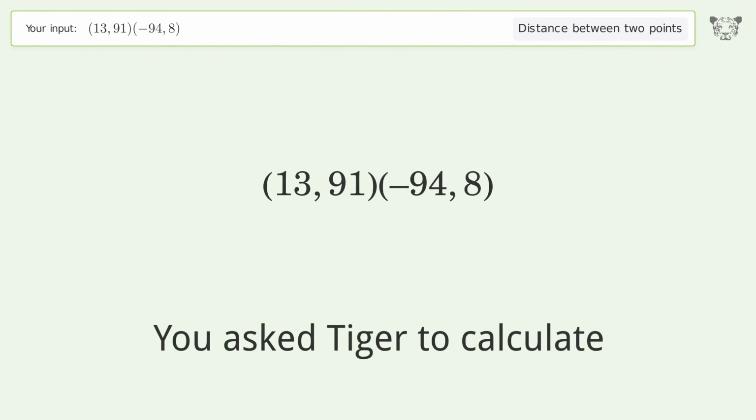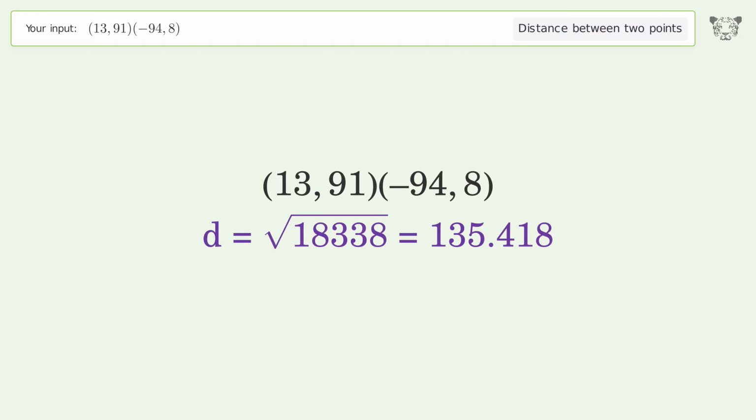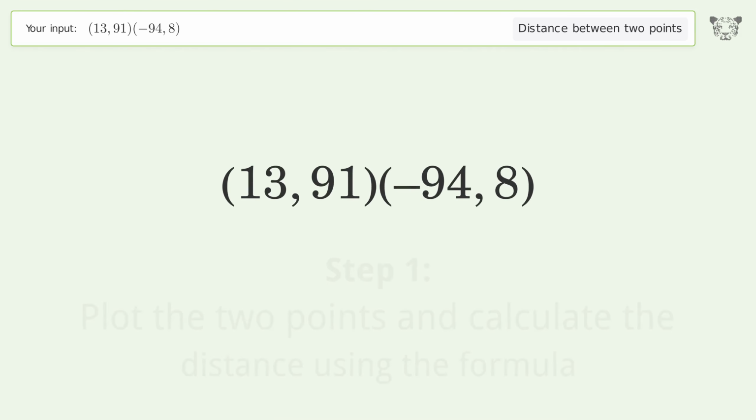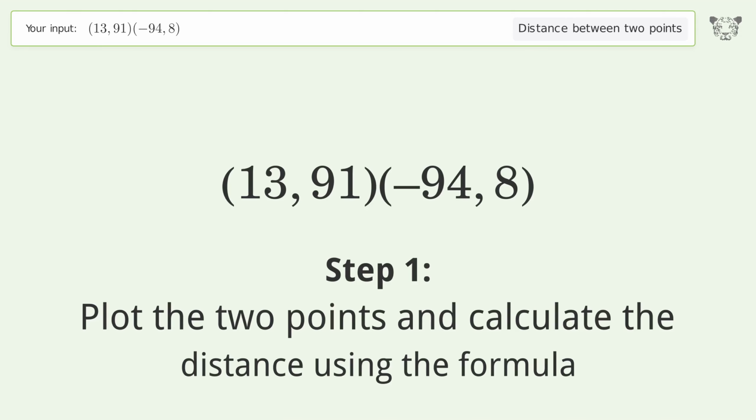You ask Tiger to calculate. This deals with the distance between 2 points. The distance between the 2 points is the square root of 18,338, or 135.418. Let's solve it step by step. Plot the 2 points and calculate the distance using the formula.